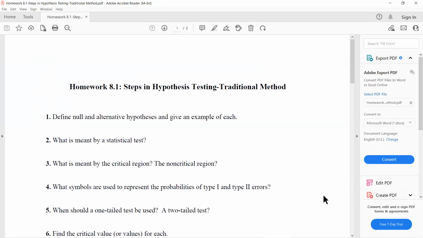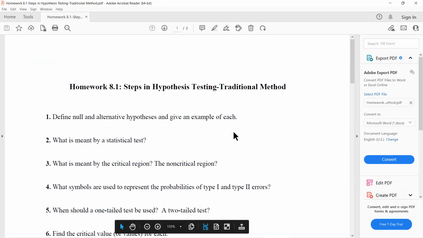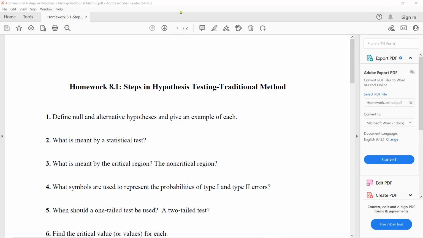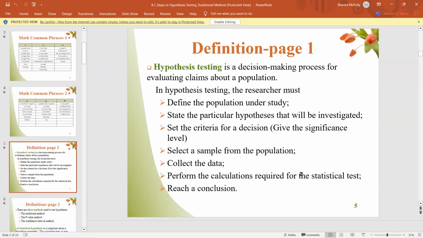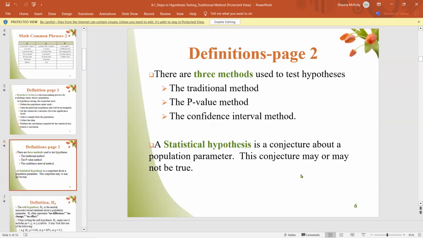So a hypothesis is an assumption that we have when we do some kind of research. Maybe it's medical research, maybe it's sports research, and we have two kinds. We have a null and an alternative hypothesis. It says define the null and the alternative hypotheses and give an example of each. If we go to the notes, it's a decision-making process for evaluating claims about a population, and she gives you all the sub-steps in here. We're gonna get into that when we start doing it.